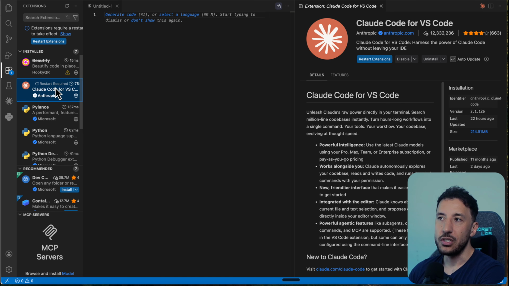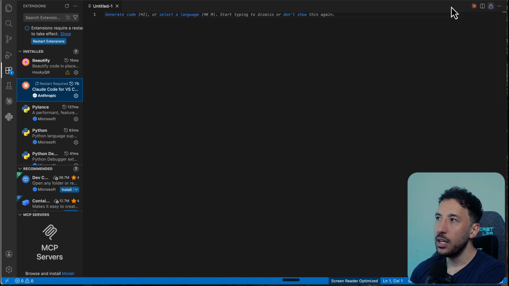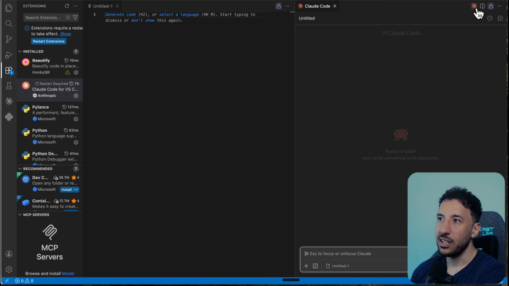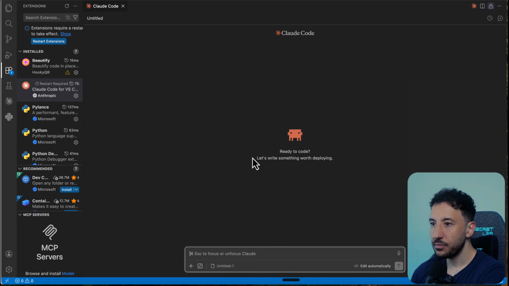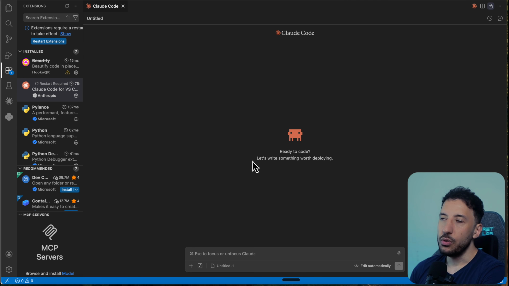You're going to install Claude Code, because obviously we want to use Claude Code inside of our Visual Studio Code. It's a bit easier to use compared to the terminal, especially if you're not familiar with code. This is the best way to move forward. So once you install Visual Studio Code, you'll have this little Claude Code sign in the top here. You're just going to click on it, and it's going to open up an instance of Claude Code for you. So now you have Claude Code installed here.